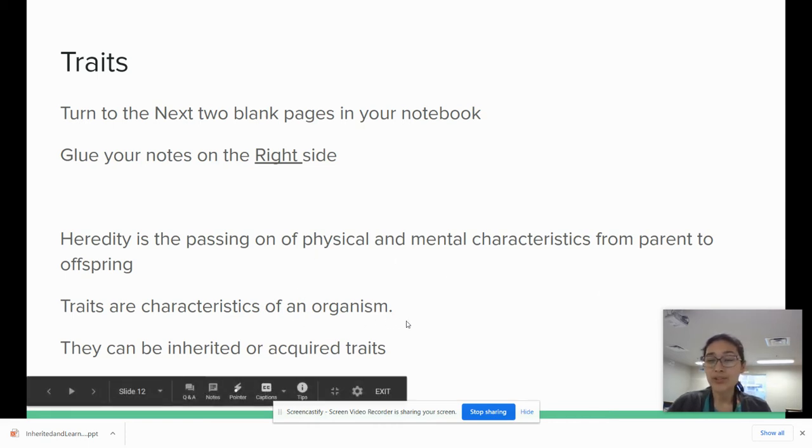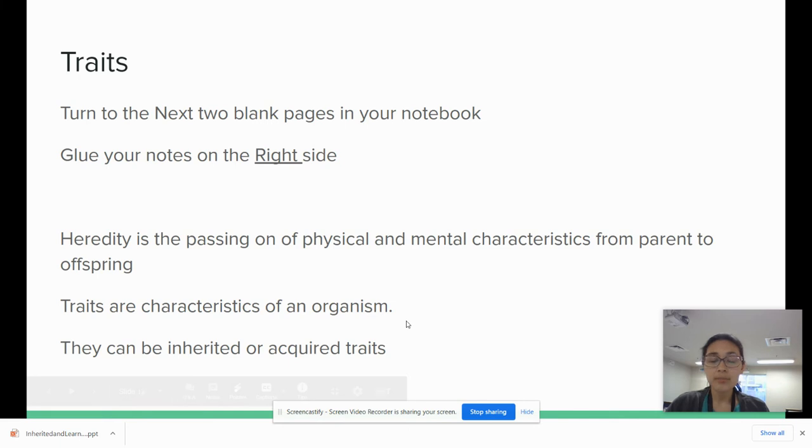Traits are characteristics of an organism. Anything you use when you're describing an organism is its traits. So I have brown hair, brown eyes, I'm short. Those things are traits. And if you describe a plant, purple flowers, dark green leaves, vines, whatever, those are also characteristics of the plant. Those are called traits. Traits can be either inherited or acquired. Those are two different things that you need to know the difference between.